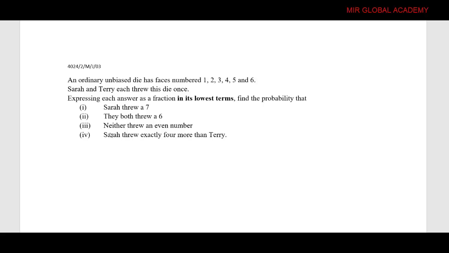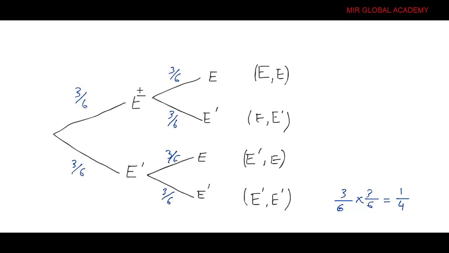Find the probability that neither threw an even number. Now we have two options, throwing an even number or not throwing an even number. Let me draw again a tree diagram. There are 3 even numbers out of 6 numbers, so the probability of an even number is 3 over 6, and the numbers which are not even, those are also 3 out of 6.